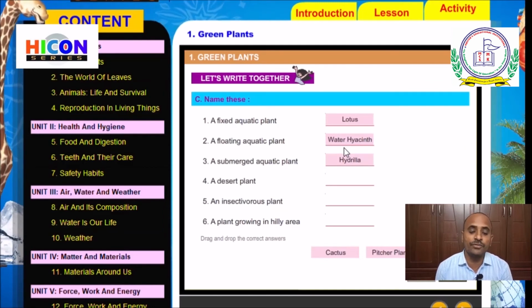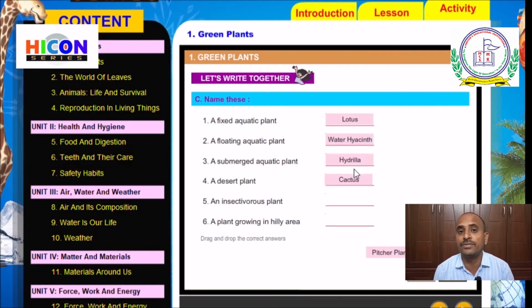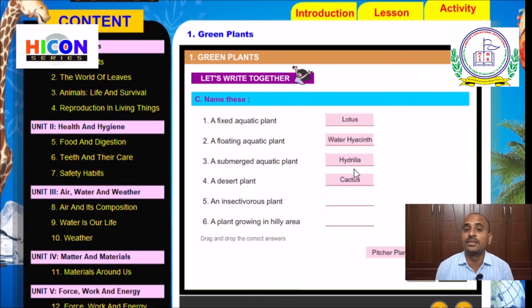So children, read the fourth sentence. A desert plant. Among cactus, pitcher plant, and pine, which one is a desert plant? Children, can you identify? Cactus or pitcher plant or pine? Yes, cactus is a desert plant. Cactus does not have leaves, and it has a thick stem which is green in color. It prepares its food.